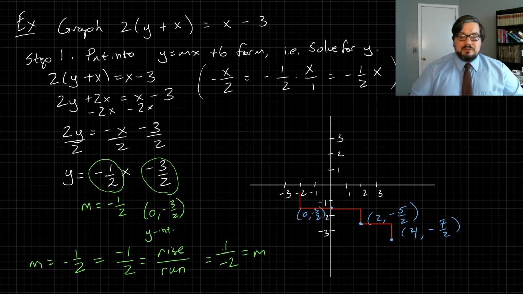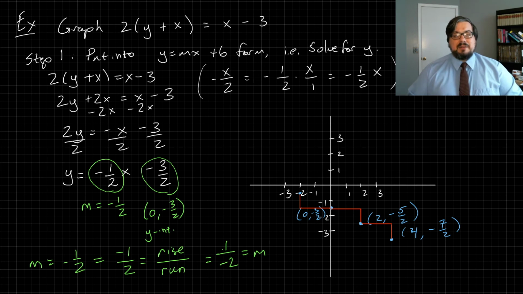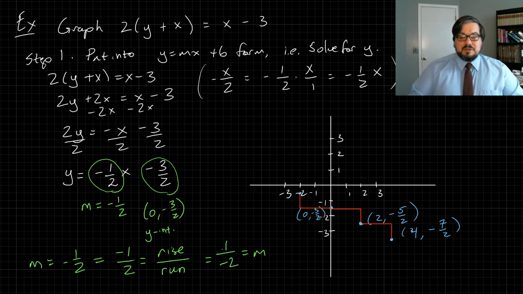Positive values in the numerator of your slope always mean move up. Negative values in the numerator mean move down. Positive values in the denominator mean move to the right. Negative values in the denominator mean move to the left. And so that gets another point over here, working backwards, of (negative 2, negative 1/2). And we could even go further and get up here to (negative 4, 1/2).